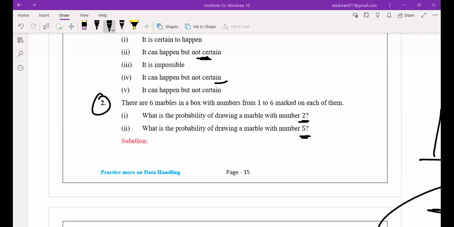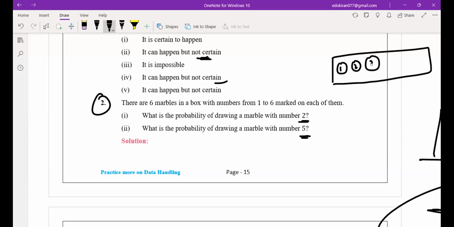Ma'am, I couldn't understand. Can you explain again? Okay. So the question itself says there are 6 marbles in a box with numbers 1 to 6. So what you can do? You can make a box, right? And over here it is 1, 2, 3, 4, 5, and 6. Done? So they are asking you, what is the probability of drawing a marble with number 2? If you are randomly picking out a marble, what will be the probability that you pick this one?